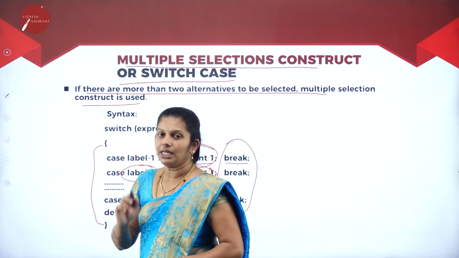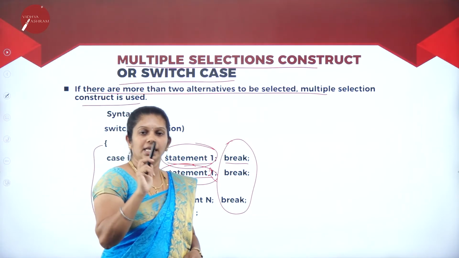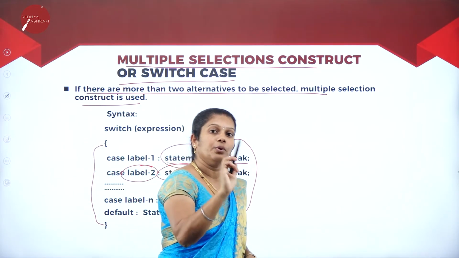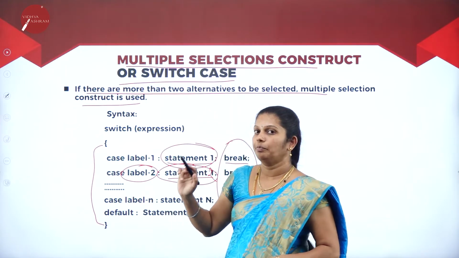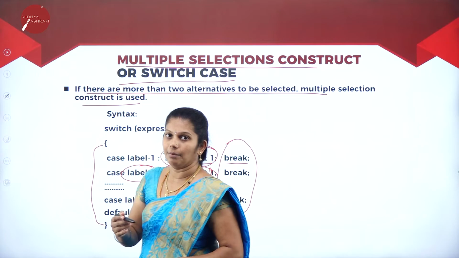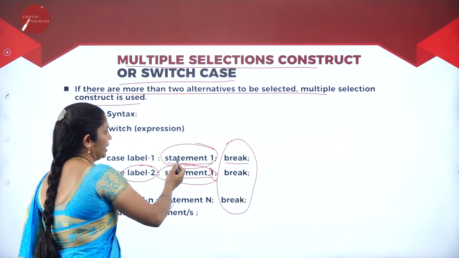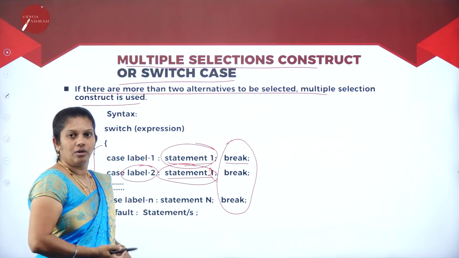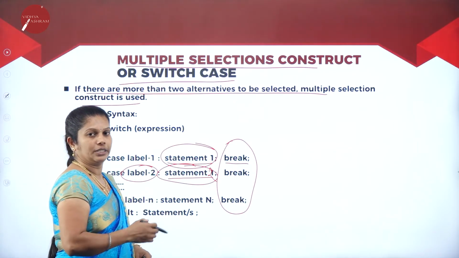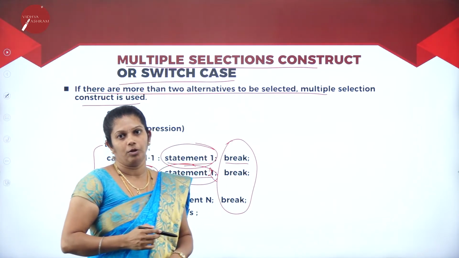The break command is used to come out from the loop, whereas the exit command is used to come out from the program itself. After executing the first statement, it has to come out. Or if the label is equal to 3, then statement 3 will execute, and afterwards it has to come out from the loop.